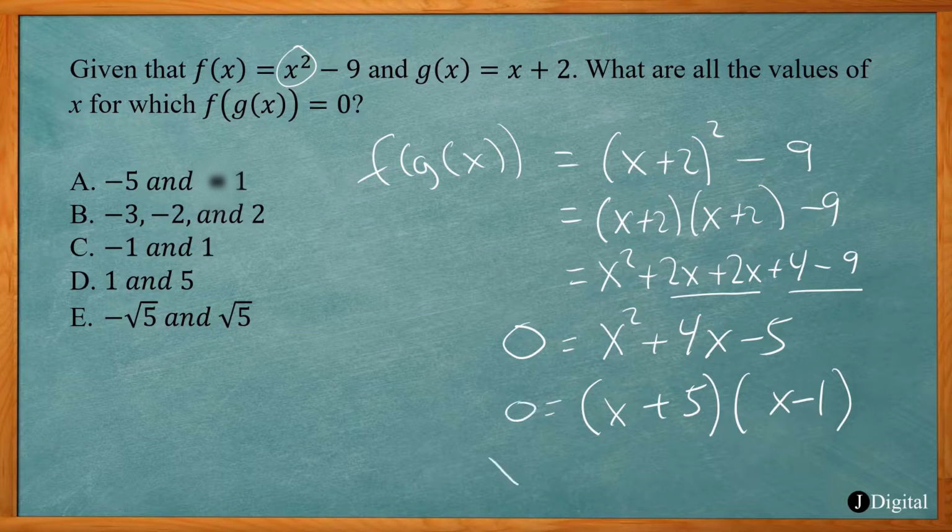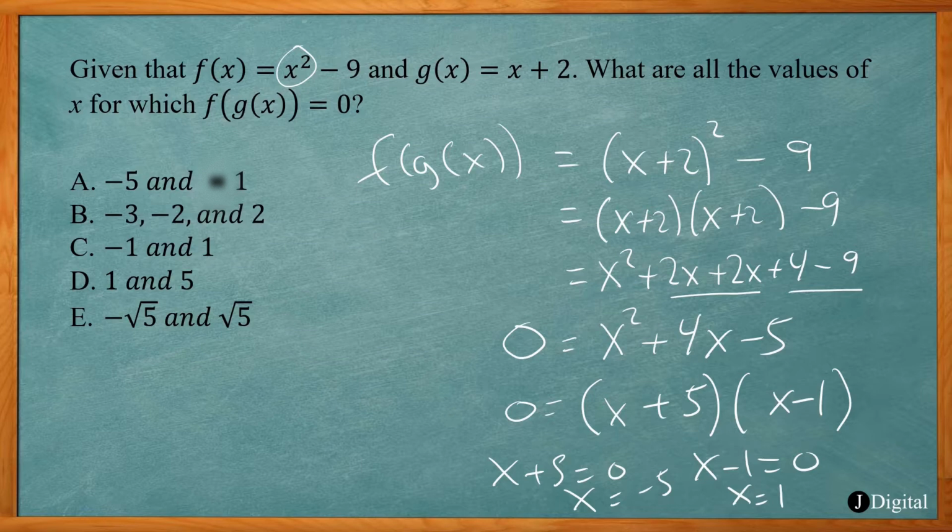Now we set each of these equal to 0. X plus 5 equals 0. X minus 1 equals 0. So x equals negative 5. Just subtract 5 from both sides. Here, add 1 to both sides, give you x equals 1. So we have positive 1 and negative 5. So that's answer choice A.